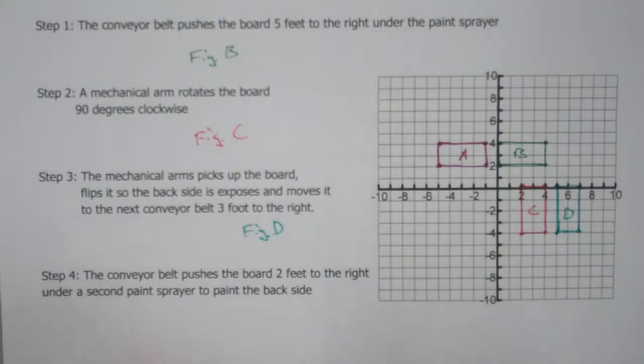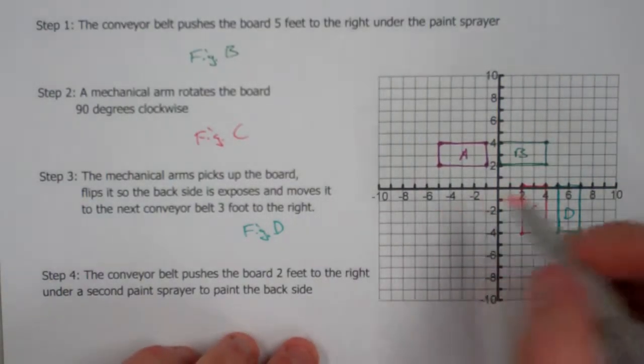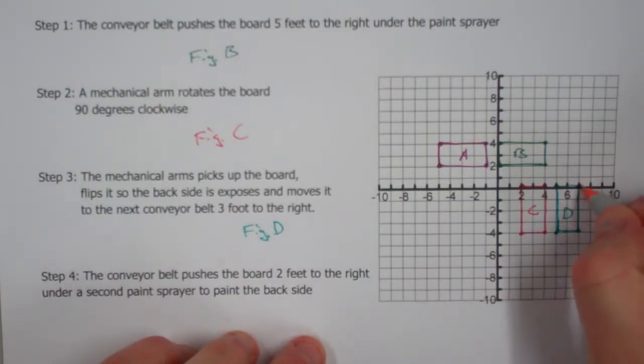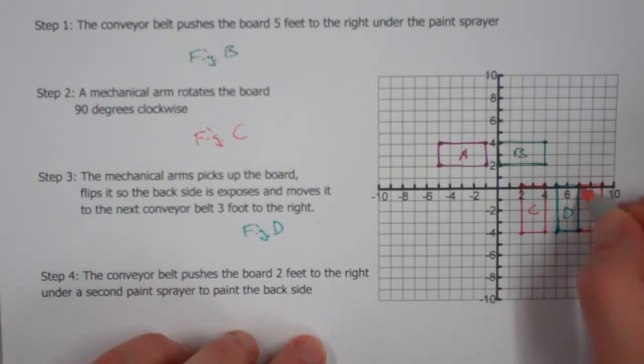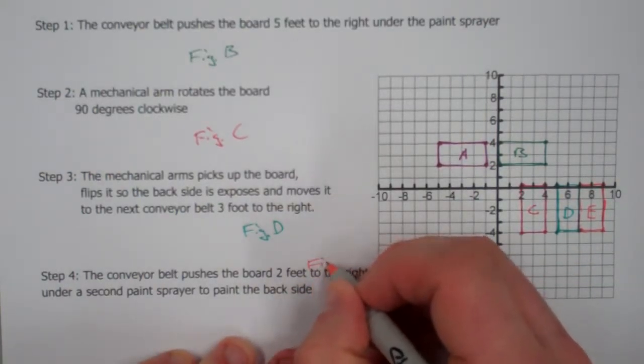I think we have one last one to do. The conveyor belt pushes the board 2 feet to the right under a second sprayer to paint the backside. We can use orange for this one. The conveyor belt pushes the board 2 feet to the right, so now we're here. I should have used a ruler. And that's going to be figure E.